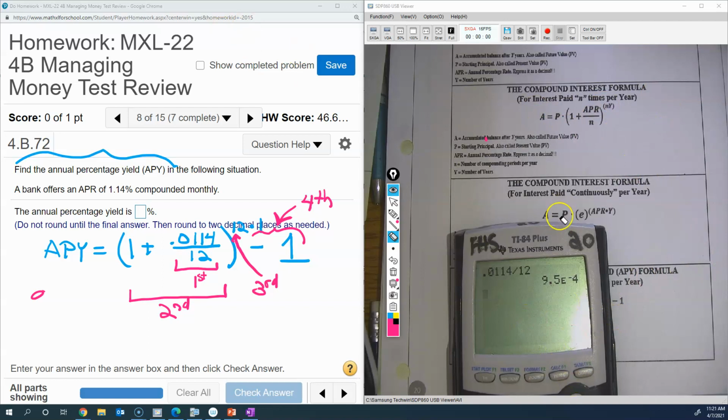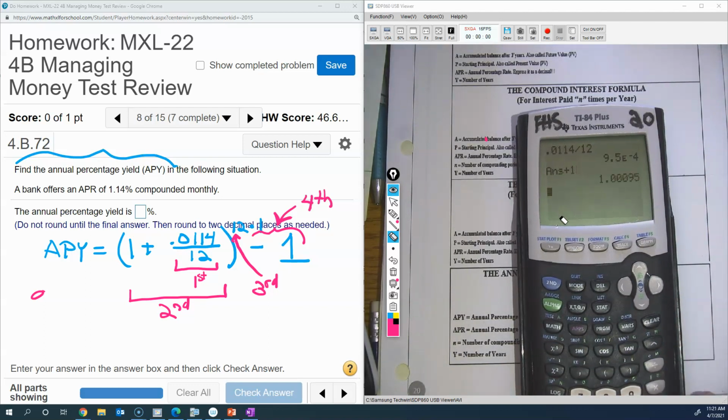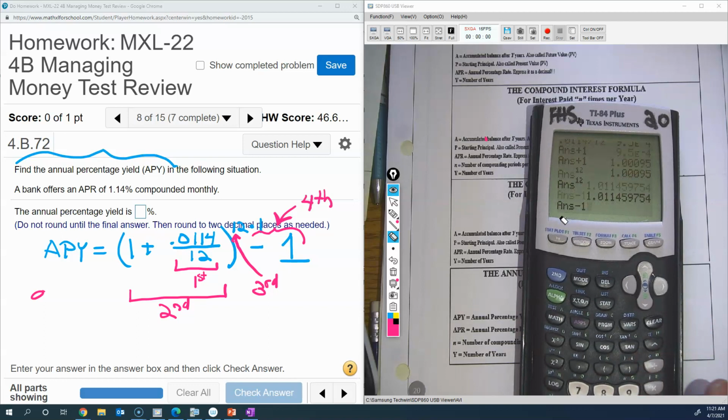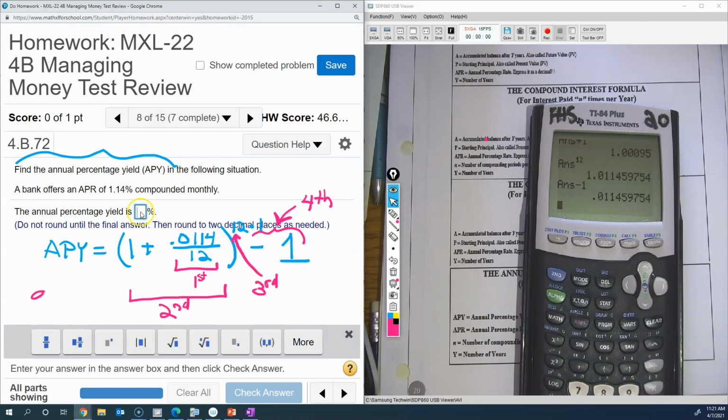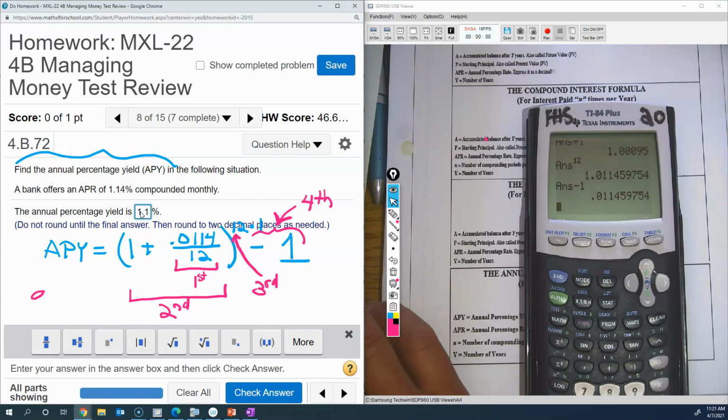Okay, but that's not what you got on this. So then let's see. We did that. That was 1. Add 1. That's 2. Exponent is 3. Subtract 1 is 4. And then convert that into a percent. So for me, that would be 1.15. Nope. 1.1. Yeah, that's it.